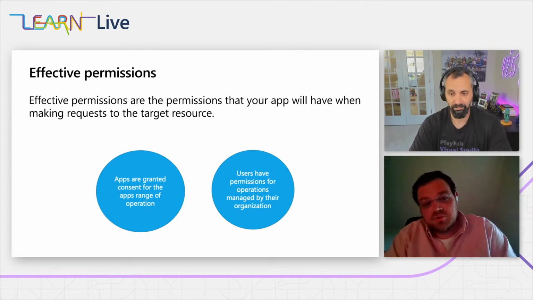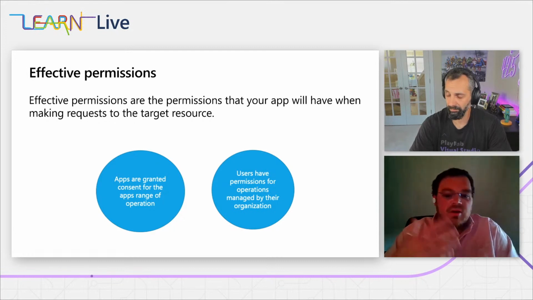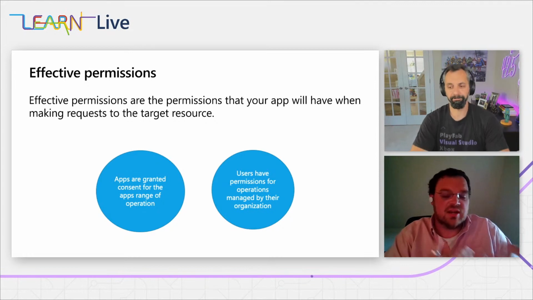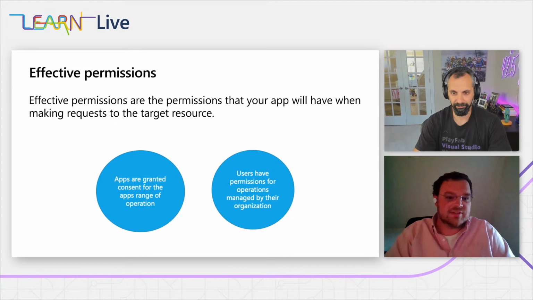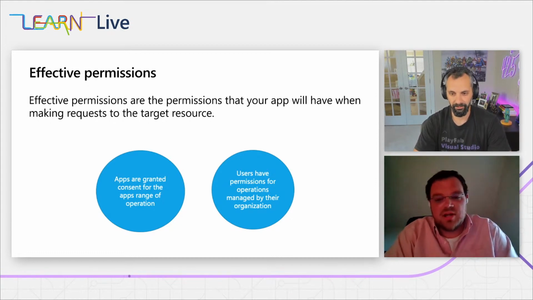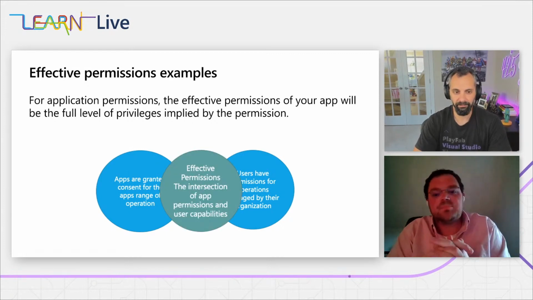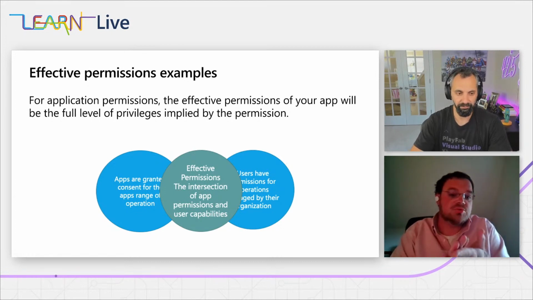Because if you don't have access to my Azure subscription, for example, Christos, when you sign into this app, you'll see your Azure subscriptions and any of mine that you may have access to, but you're not going to be conferred additional access just because you allow this thing to happen. So this middle ground, this overlap, that's what the effective permissions are. And it really comes down to what the app is allowed to do combined with what the user is allowed to do.